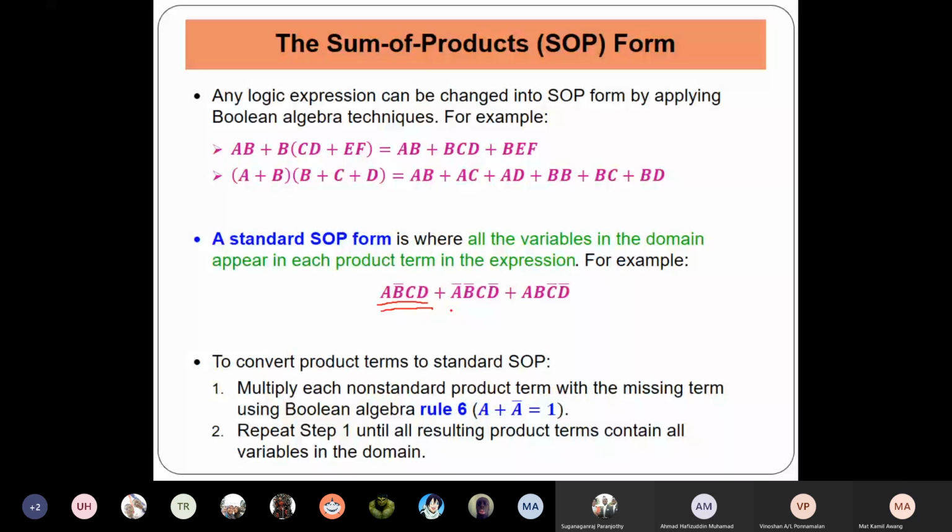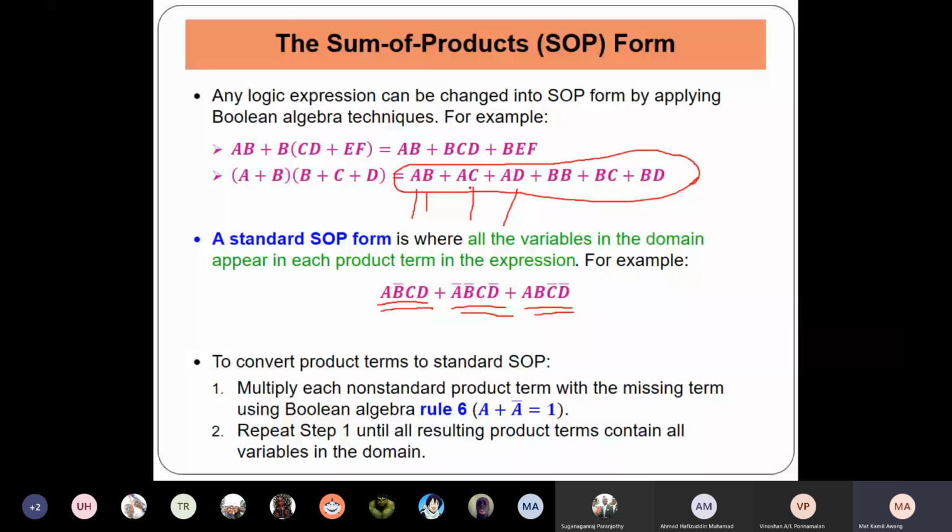Okay? This is a standard SOP form. And these are not standard SOP form. Why? Because you have four domains here. You have A, you have B, you have C, and you have D. But for this one, you are missing C and D. For this one, you are missing domain B and D.